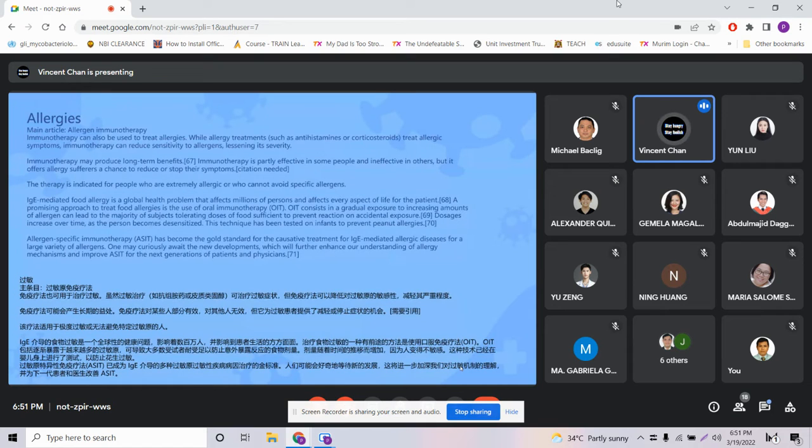Allergy-specific immunotherapy, ASIT, has become the gold standard for the causative treatment for IgE-mediated allergic diseases for a large variety of allergens. One may curiously await the new developments which will further enhance our understanding of allergy mechanisms and improve ASIT for the next generation of patients and physicians.